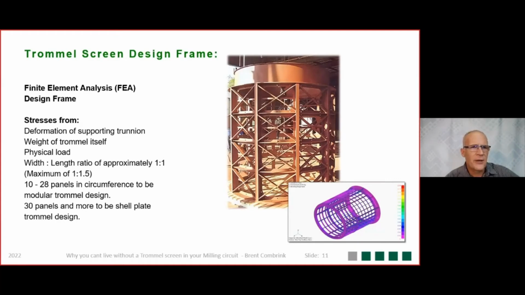Right, the design, finite element analysis is what we typically use. It's designed on 10 million cycles to give us a good indication of the strength of the various areas on the trommel screen. We typically try to design them to be a 1-to-1 ratio, so diameter to length. Otherwise, the longer the trommel, the more you get that cantilever effect and it will put a lot of strain on the flange, and you've got to then obviously compensate within your design for that. 10 to 28 panels in circumference is a modular trommel design, 30 panels and more is a shell plate trommel design.